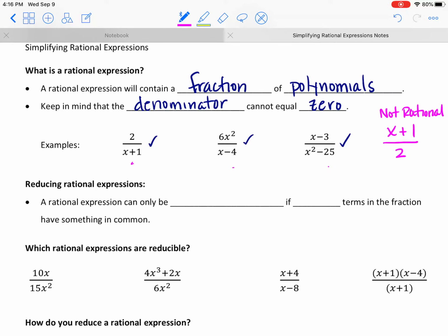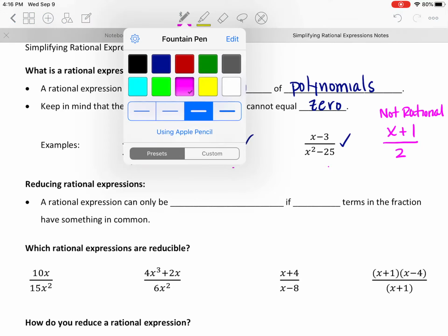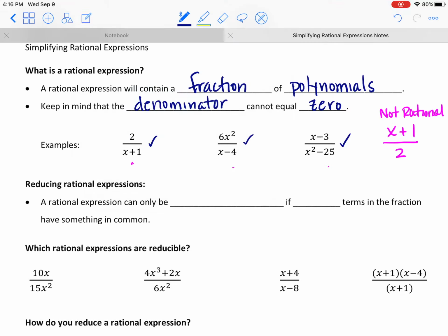Okay? So what we're going to be looking at in this first lesson is just simplifying rational expressions, which means we're just simplifying fractions. So if I said to simplify a fraction to you, what does that mean? Well, hopefully it's meaning to reduce the fraction. And a rational expression can only be reduced if all of the terms in that fraction, all of the terms in that rational expression, top and bottom, have something in common. Specifically, we're looking for a GCF. Is there something that all of the terms have in common?